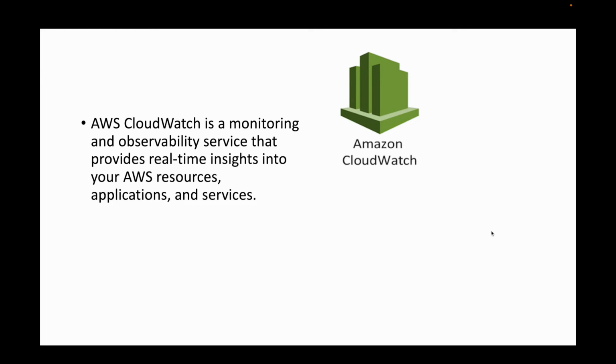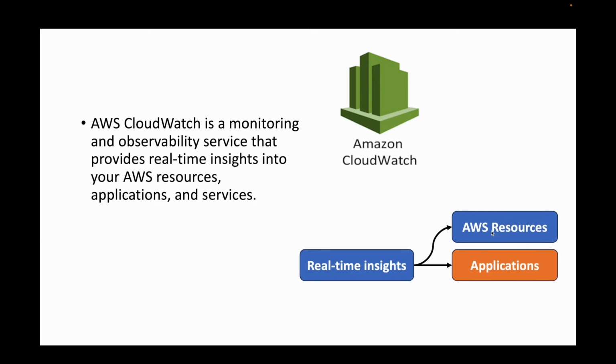This provides us with real-time insights into your AWS resources, the applications that we are running on AWS, and then the various services that we have in AWS. So we can use this to monitor the performance of your applications, the system performance, CPU utilization, network performance, all those metrics can be monitored.